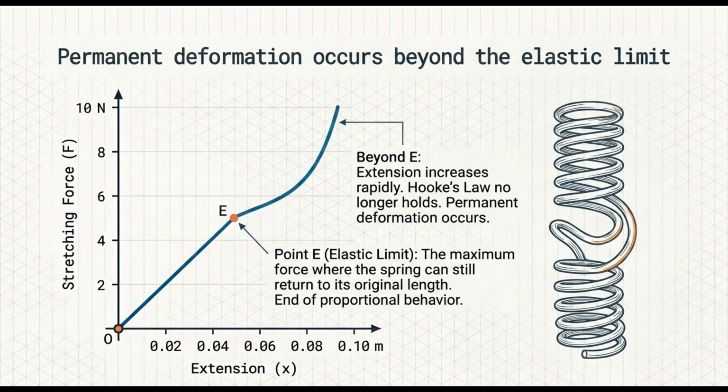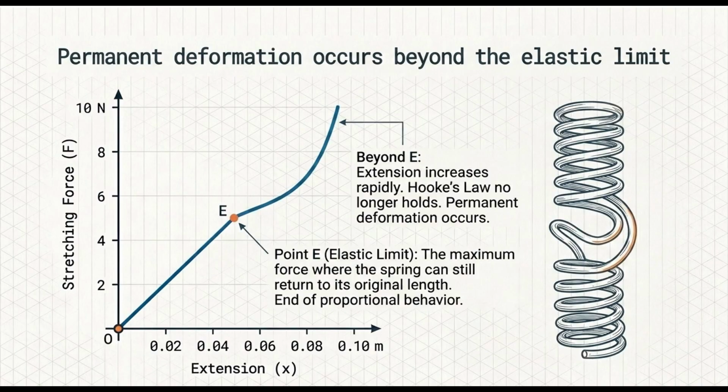Hooke's law is only valid up to a certain point called the elastic limit. The spring has elasticity, but it is limited to the elastic limit. At the elastic limit, the spring can still return to its original length when the force is removed. Beyond this point, the graph begins to curve. Additional force produces disproportionately large extensions, and the spring no longer behaves according to Hooke's law.